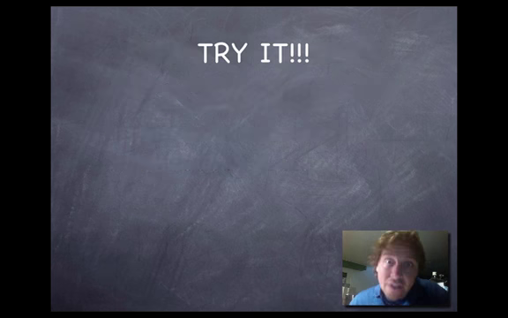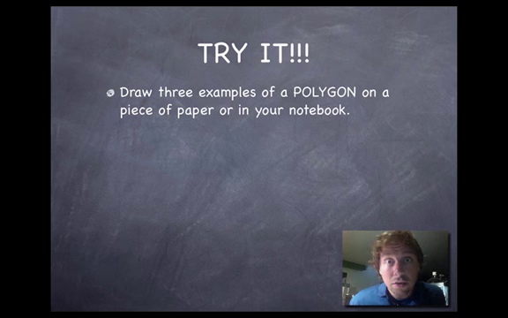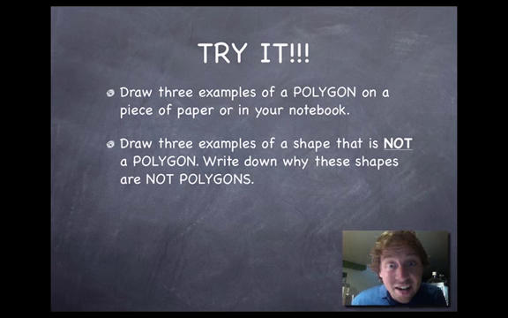So let's try this. First, I want you to draw 3 examples of a polygon on a piece of paper in your notebook. That should be easy. Do a couple of simple ones and then maybe try one that's a little more difficult. Second, I want you to draw 3 examples of shapes that are not polygons. And I want you to write down why they're not. So try to use each rule once. Draw some shapes that are not polygons and that break one of those 3 rules.